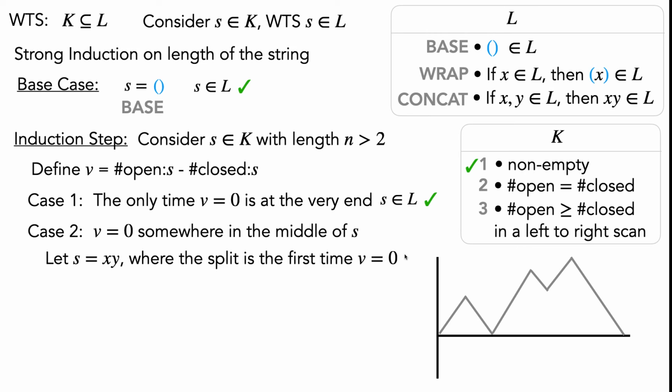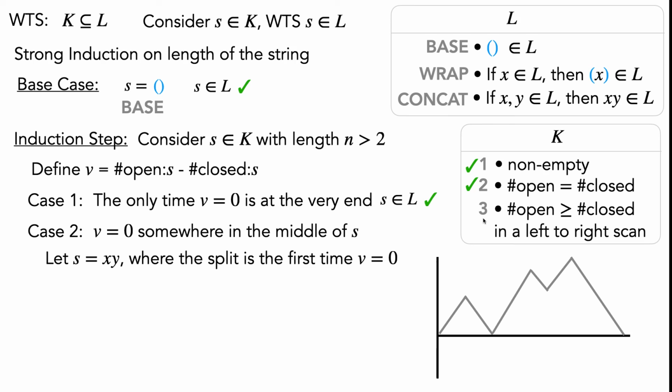The second question, is the number of open parens equal to the number of closed parens for both x and y? And this, once again, you can kind of visualize using our diagram, that because they're split precisely when V hits 0, that only happens once the number of open has hit the number of closed, which you can kind of get just from the definition of V. So for both of these, the number of open is equal to the number of closed.